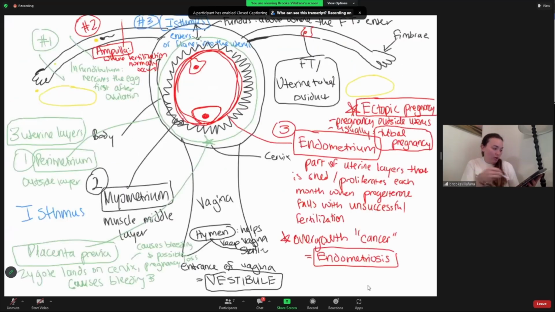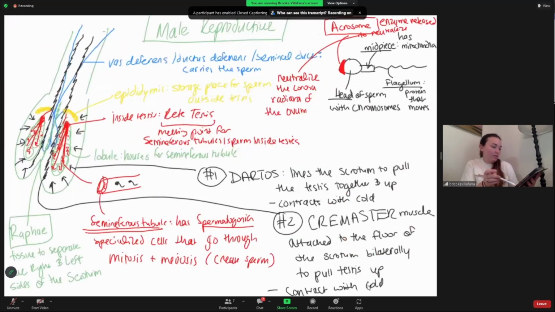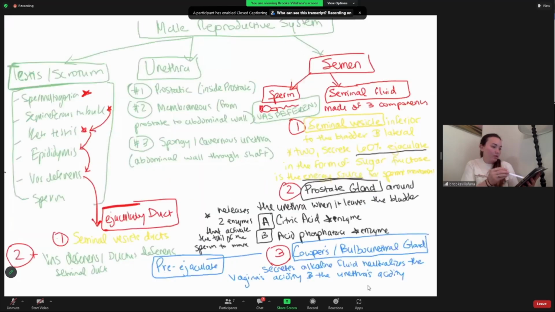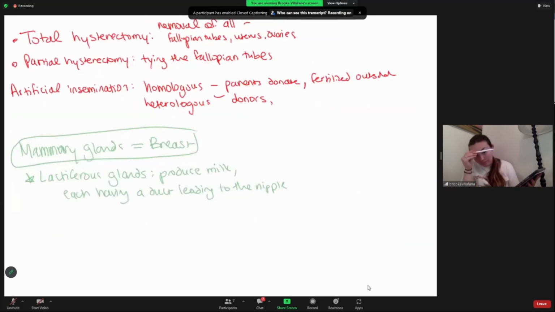Here's the drawing of female. Overview or outline. Male, we had this one to begin. This was our next one. And then we talked about what each of those were. And then some kind of bonus terms. And there's our last one we ended on.